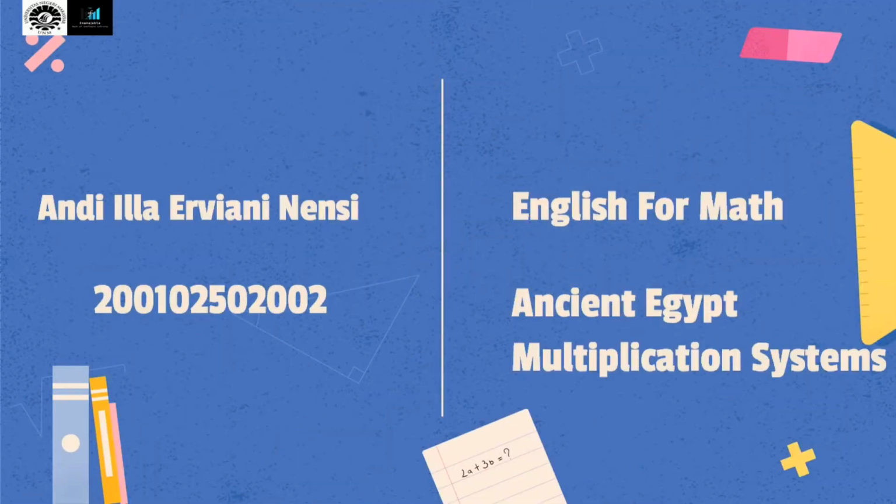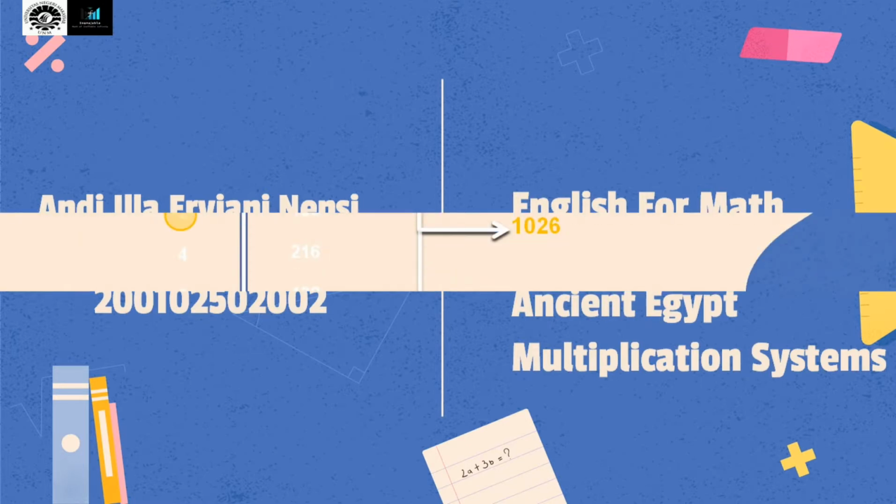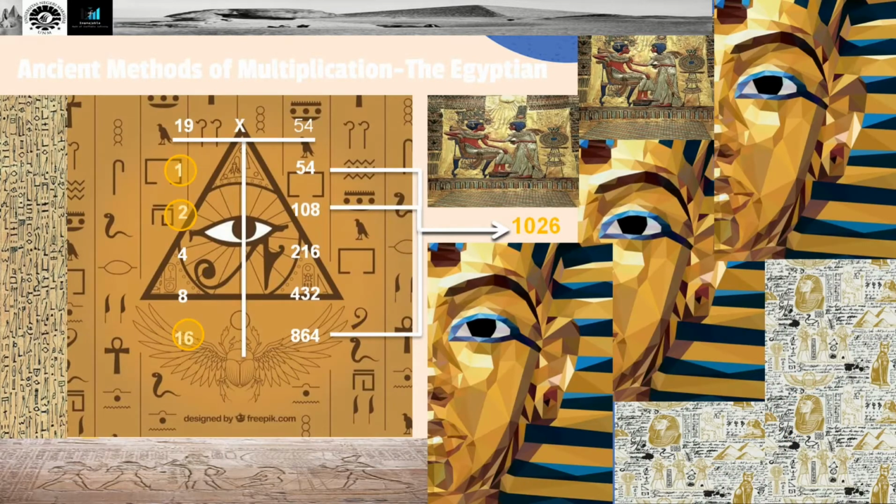My name is Andila Rufiani Nancy. Then I will explain to you about the ancient Egypt multiplication system. You can see this in the form of the Egyptian multiplication method.